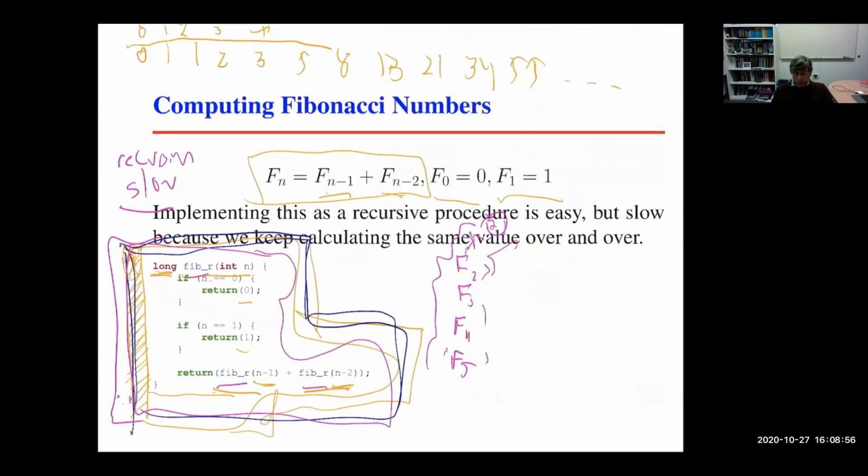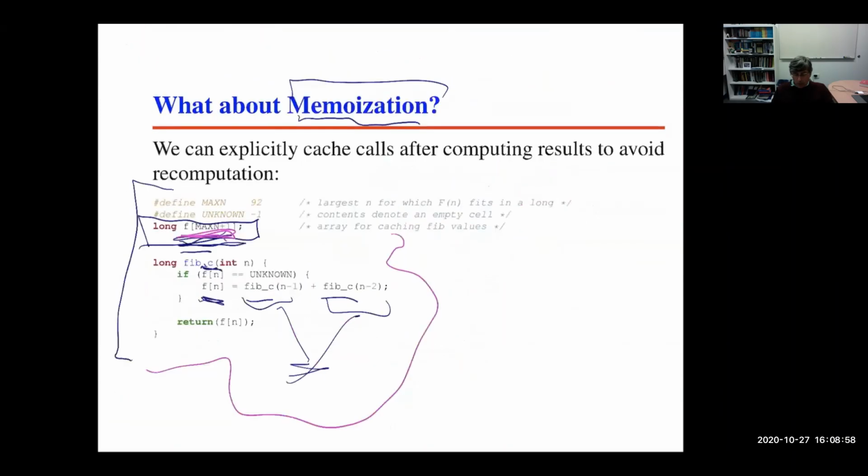This was recursive and slow. Memoization was still recursive, but it was fast because I stored the values. Does everybody see that? This is recursive and fast because I stored the values instead of recomputing them.